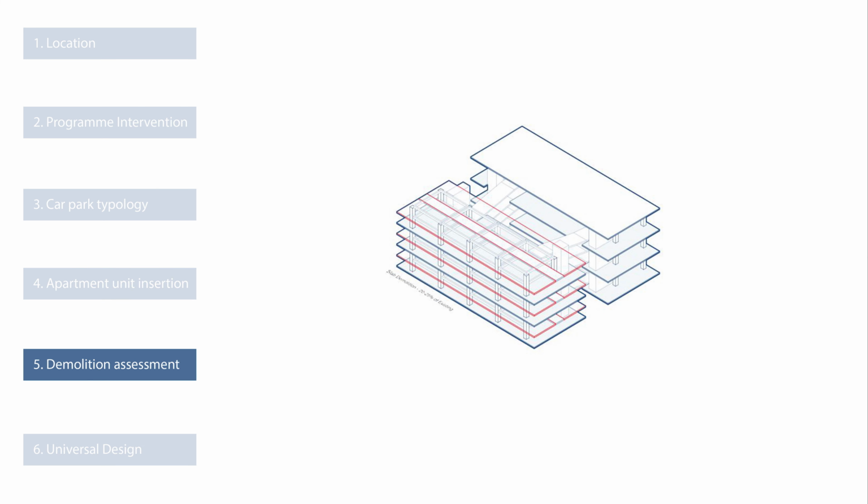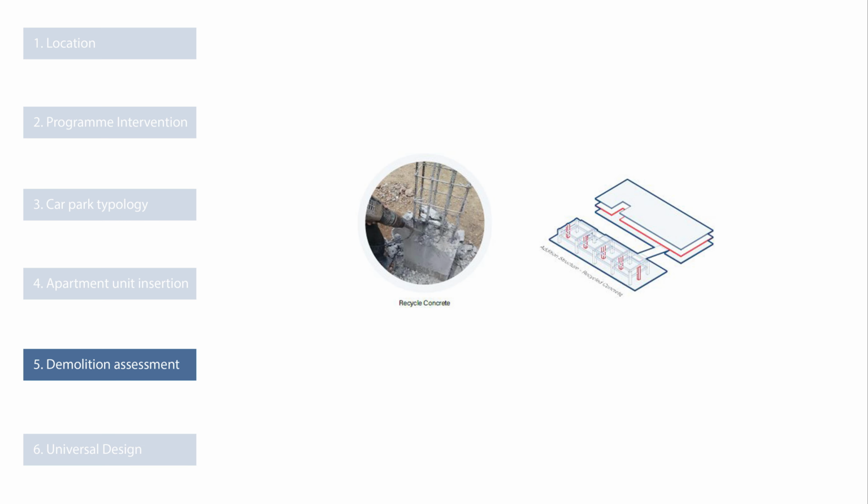The target is to remove minimal existing structure. Based on the car park and modular units suggested, at least 75 to 80% of existing structures should be retained. Demolished concrete structures should be considered for recycling when additional structural elements are required.